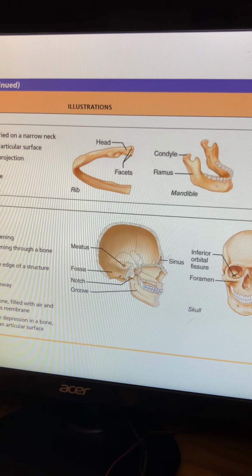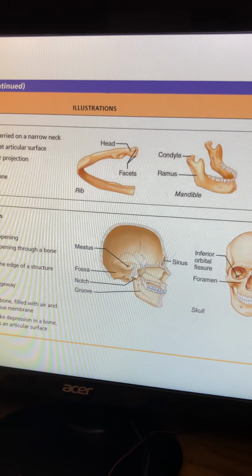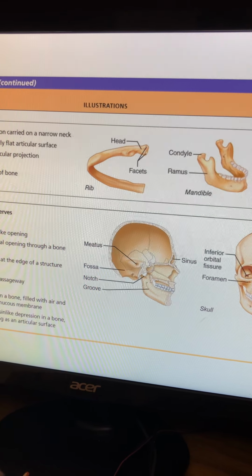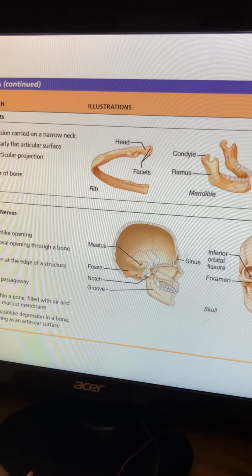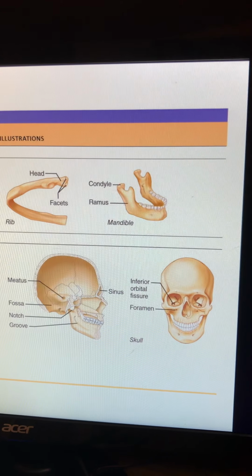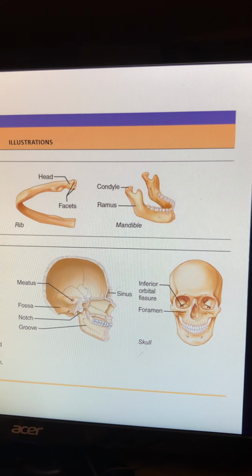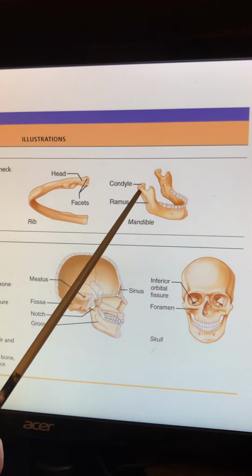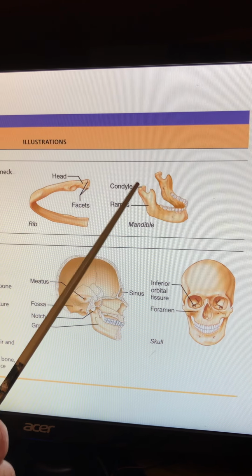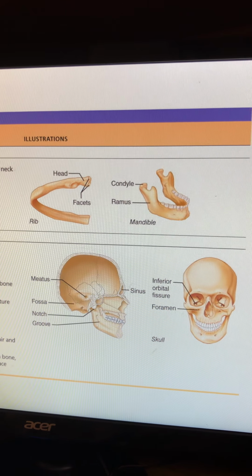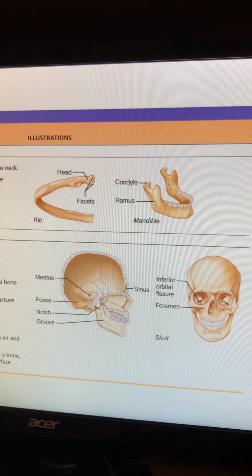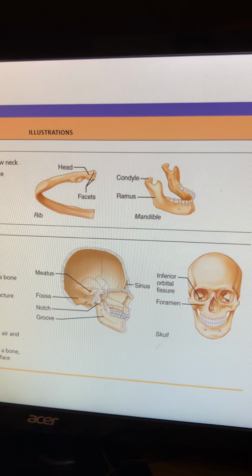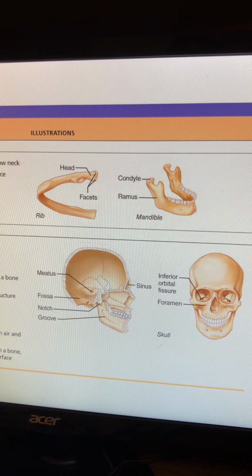And that's basically it. It's just a smooth, nearly flat articular surface that will form a joint with some other bone. A condyle is a rounded articular projection. The example shown here is the mandibular condyle, which goes into the mandibular fossa, making up a joint called the temporomandibular joint.